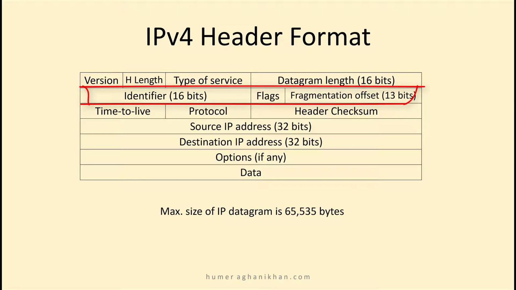Next is identifier, flag and fragmentation offset bits. These fields are used in fragmentation of the datagram that we are going to study in our next video lecture.